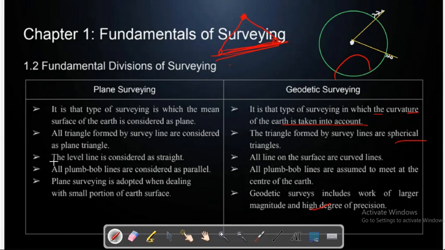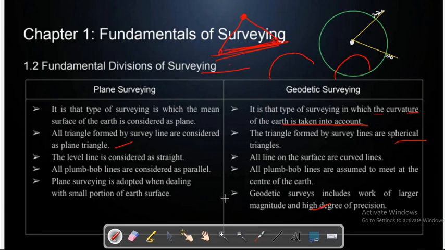Next, say all triangles formed by the survey lines are considered as a plane triangle. That is, we have already discussed. The level line is considered as straight. So obviously in plane surveying we can consider the level line as straight, whereas in case of geodetic surveying, the level line will be curved.